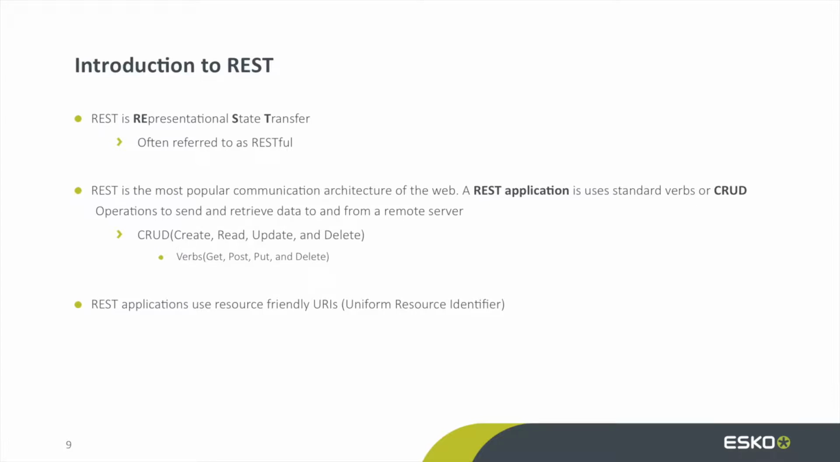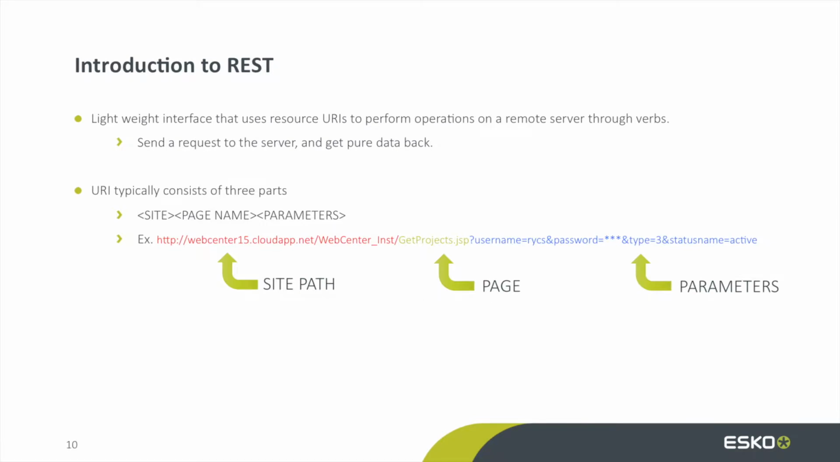REST applications use resource-friendly URIs, Uniform Resource Identifiers. REST is a lightweight interface that uses these URIs to perform actions on a remote server. So we send this request and get pure data back. So we can see here that a URI typically consists of 3 parts. It has a site, a page name, and the parameters for that request.